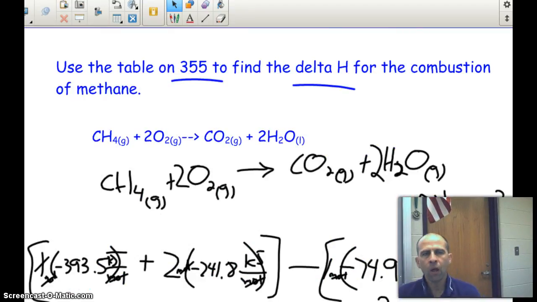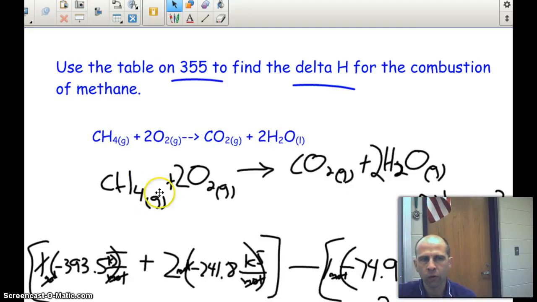There is a table there that has heat of formation data. It has a heat of formation for methane. It doesn't have one for oxygen because it's an element, so it's 0. It also has them for carbon dioxide and water. So methane, CH4, plus 2 O2 gas makes carbon dioxide and a couple moles of water vapor. The question is, what's delta H for this reaction? What's the enthalpy change for doing this?